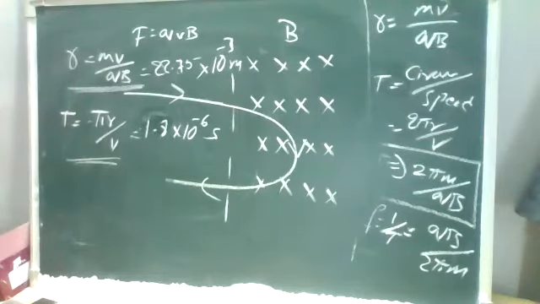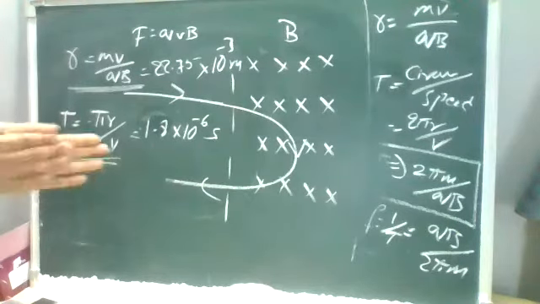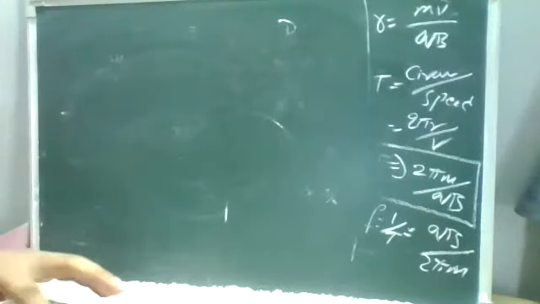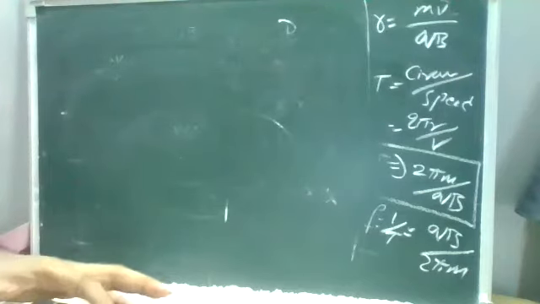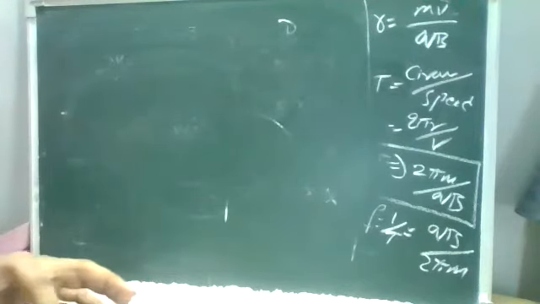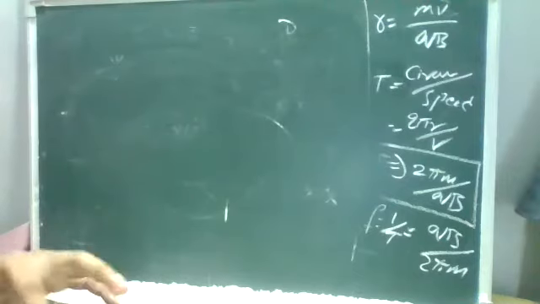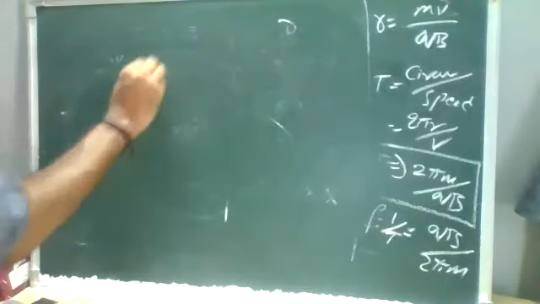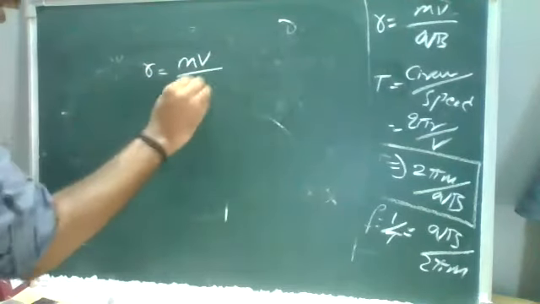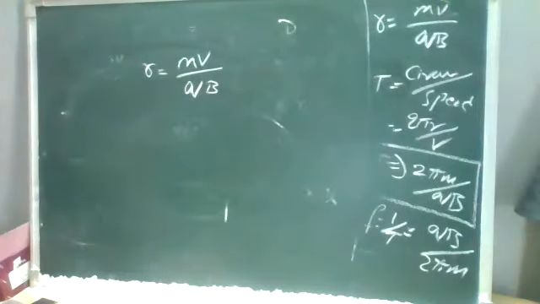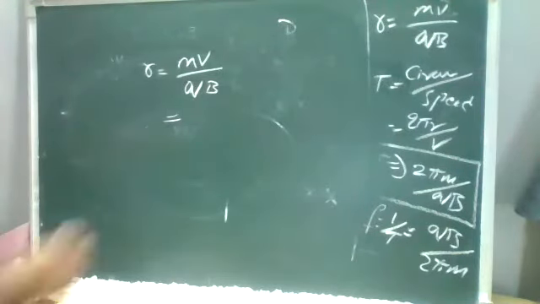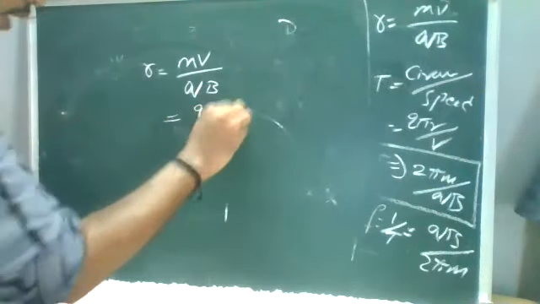So Shubha, look here, they have given the magnetic field and the velocity, right? Okay, so they have given the velocity and the magnetic field. R is equal to mv by qB. Mass of electron, because I told you it is nothing but your electron. Electron mass is 9.1 into 10 power minus 31.